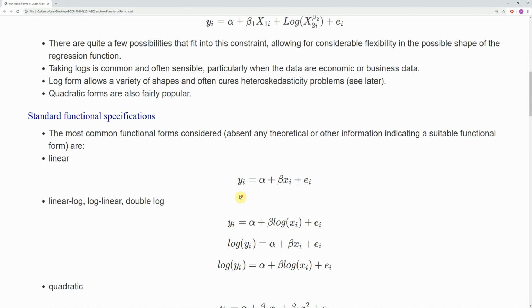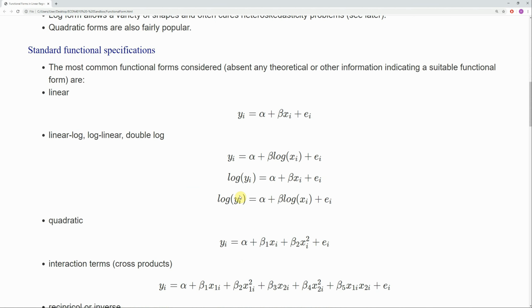So let's talk about some of the standard functional specifications that are commonly used in econometrics. One that you're already familiar with is the linear format, where all the components of the model are presented in the linear format. We have, for instance, yi is linear, and then xi is also linear. So this is a simple linear regression formula.